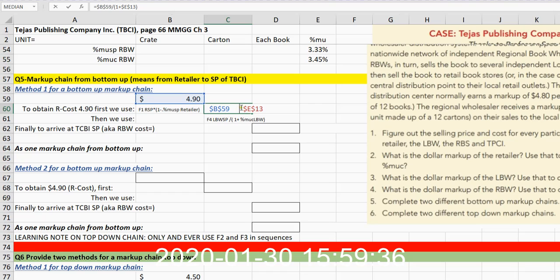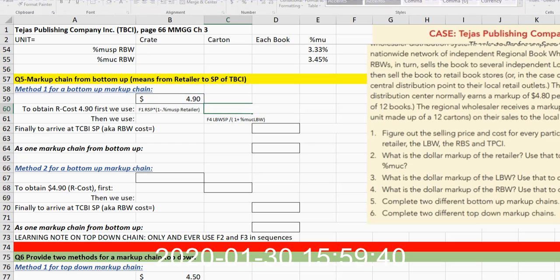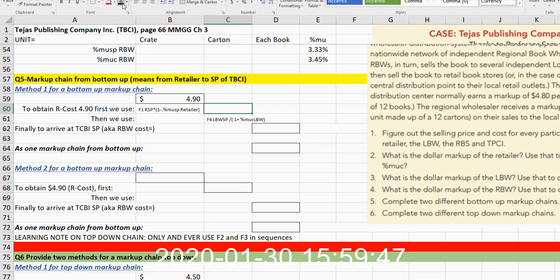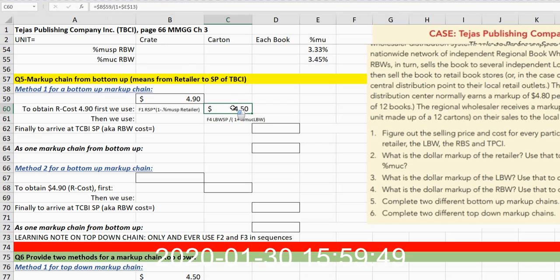Okay, so something's missing here. Let me make sure all of the answers are here. Oh, sorry about that. Okay, so this is the number we had in the previous formula as our outcome, and then we're simply dividing by 1 plus that markup on cost using Formula 4. Why? Because Formula 4 gives us the cost for the local wholesaler.